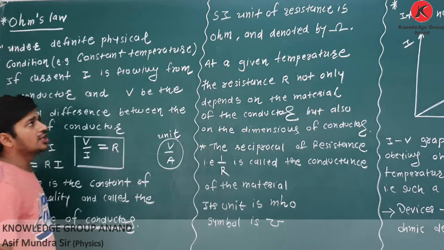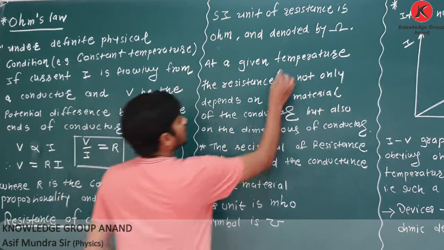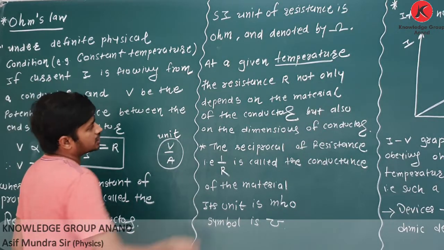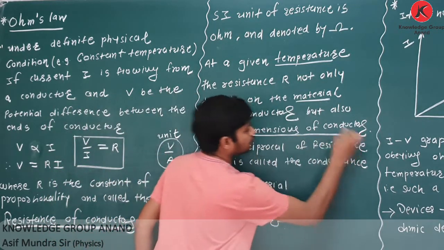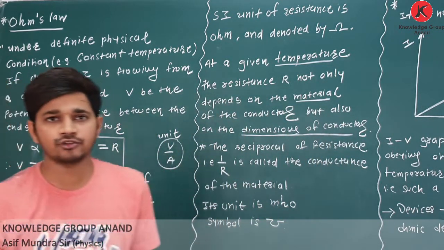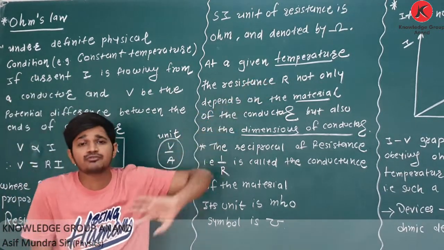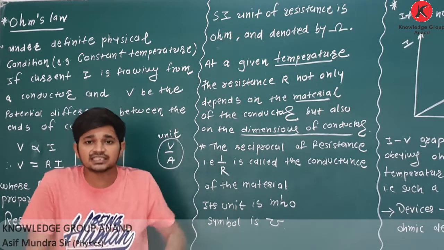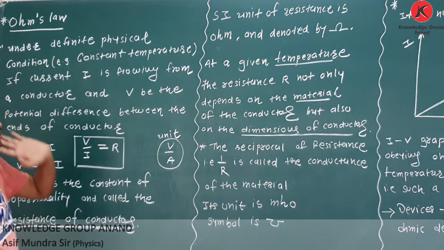Now, the resistance of a conductor depends first on temperature, then material, and dimensions of the conductor. You have to remember these 3 points. The resistance of a given conductor depends on temperature. If we vary temperature, then resistance also changes. That's why in Ohm's law we have to take this definite physical condition, that is a constant temperature.